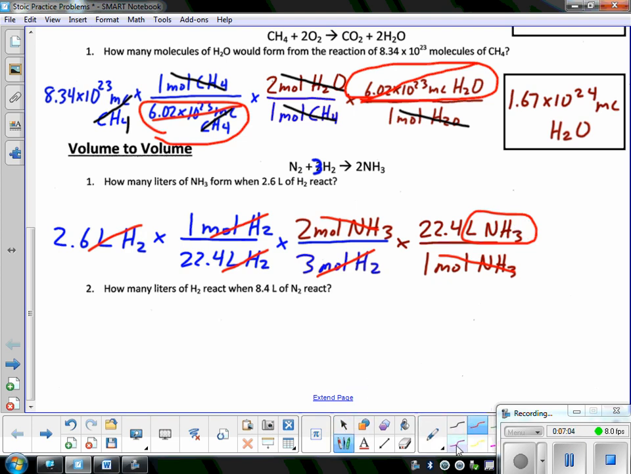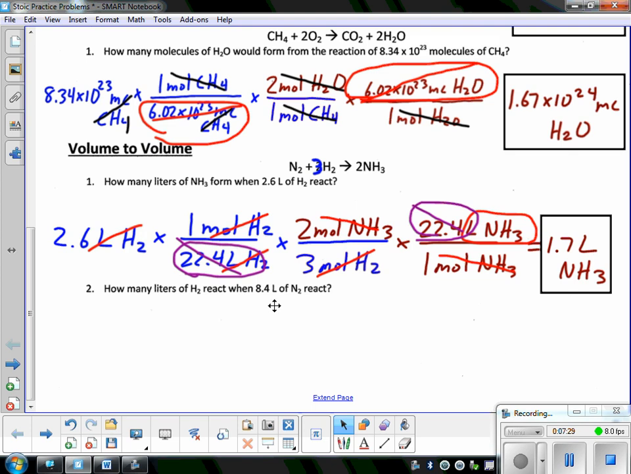Again, you might notice here that this volume and this volume could really cancel out, and so if you wanted to, in your calculator, you could hit 2.6 times 2 divided by 3, and that would be it. You'd get your answer. But again, you must write out all of this stuff on a quiz or a test or a homework assignment that you turn in. And if you're not comfortable with that, if you're not sure if these things cancel out or not, then put it all in your calculator. 2.6 divided by 22.4, then multiply by 2, divide by 3, and then multiply by 22.4 again.